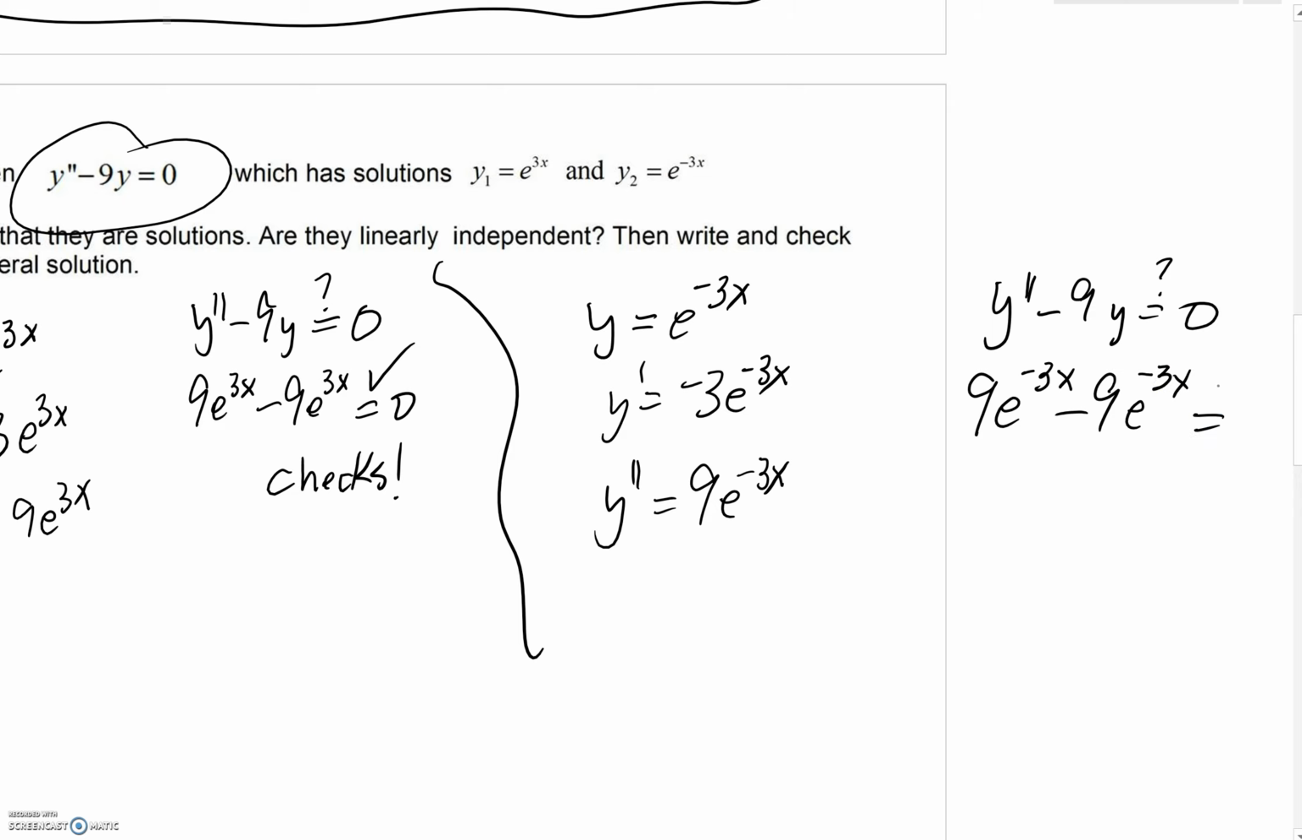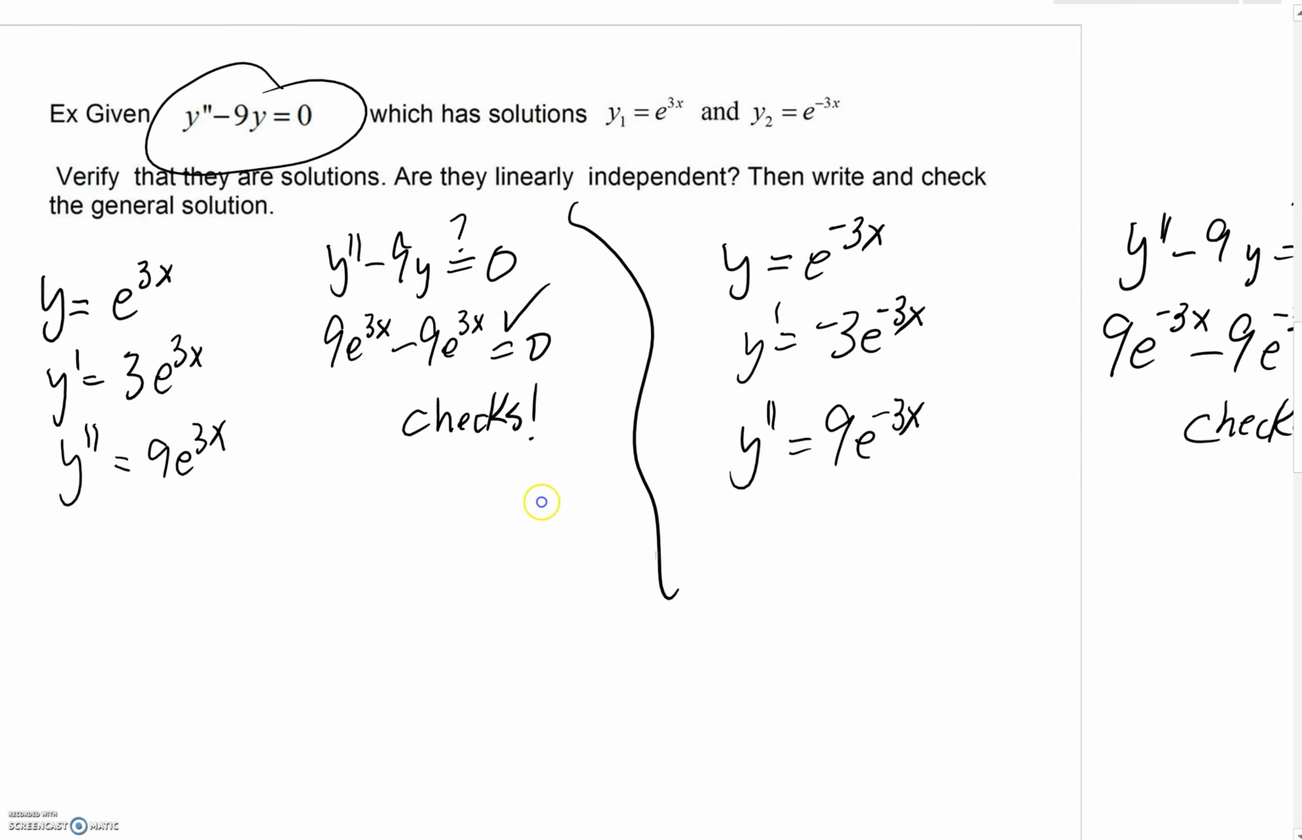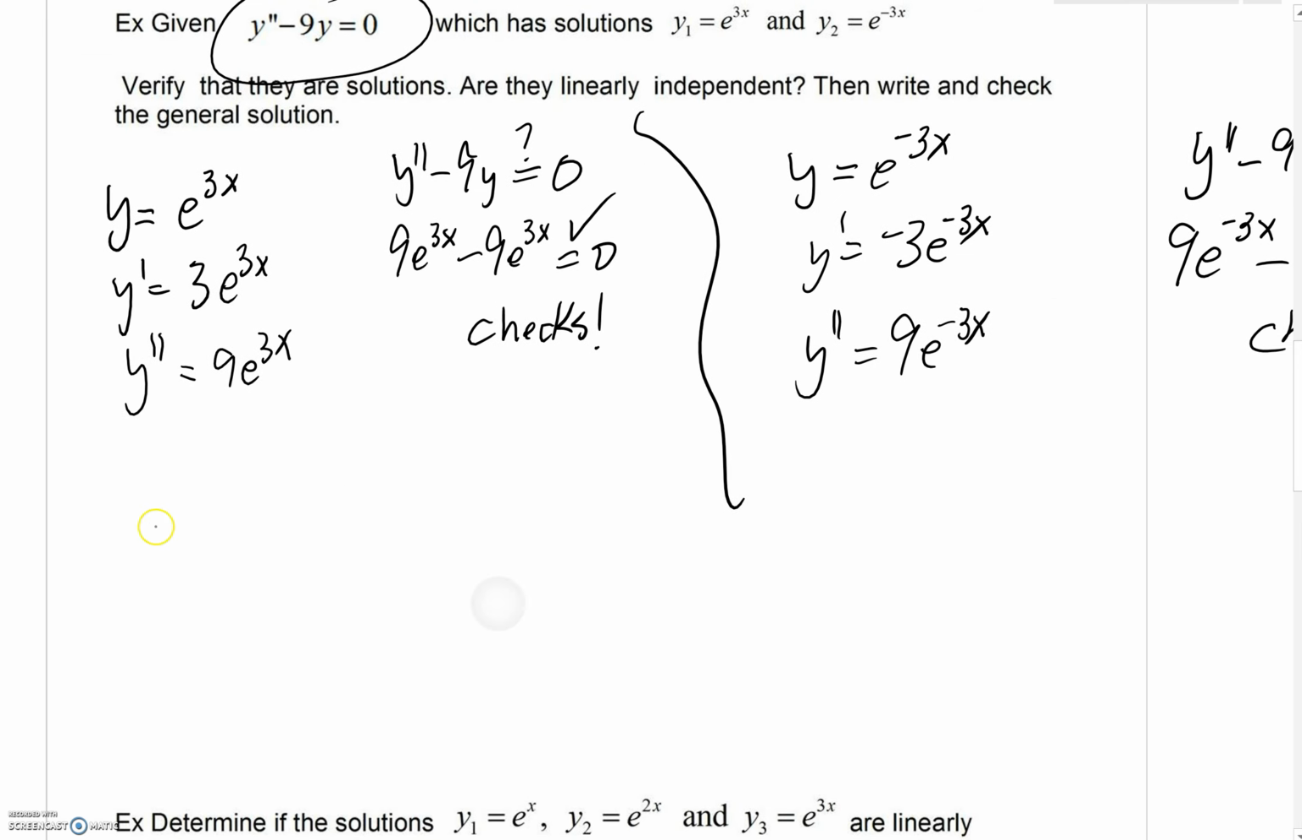You can see that this left-hand side does in fact cancel out to 0. So both of these work. The question is, are they linearly independent? So we've got two solutions. Let's check the Wronskian. We have two solutions.